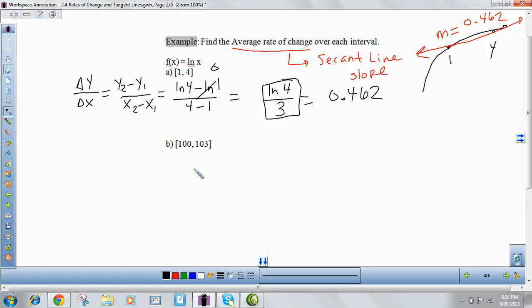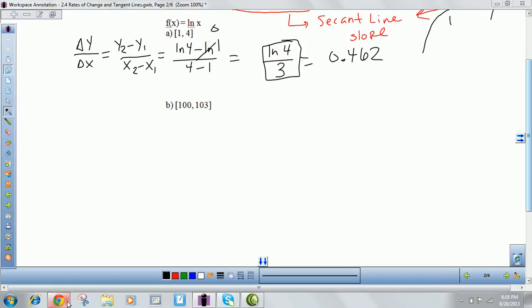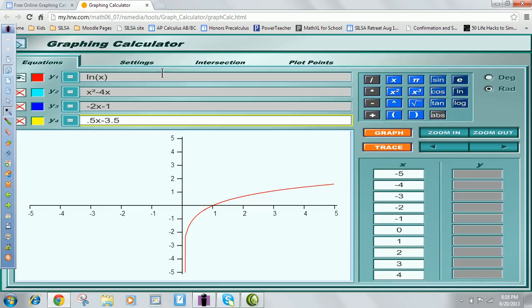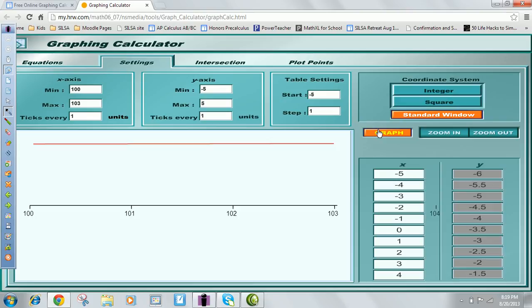Alright, let's try the next one. Now, instead of from 1 to 4, we are going all the way out to 100. So here's a graph of the function from 100 to 103. Unless you look right here, you can notice it goes up a little bit. But basically, if I were to put a point at 100 and put a point at 103, then connect them, it would basically follow that red line, meaning the slope is what?